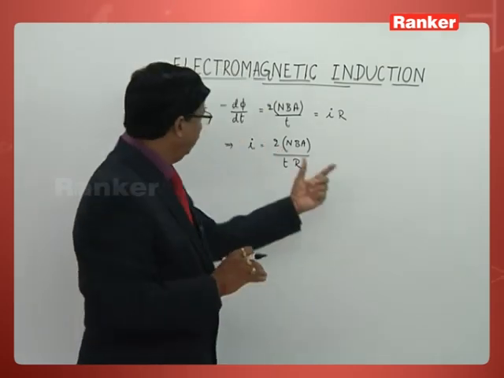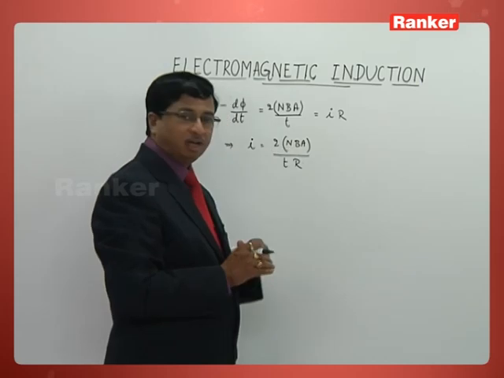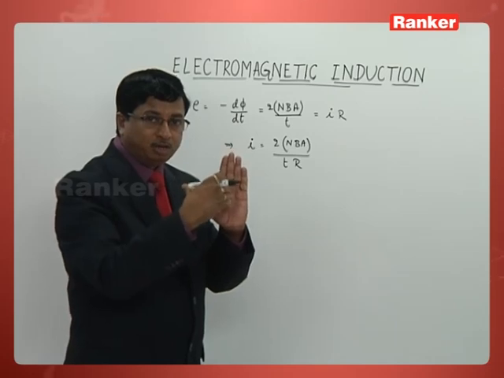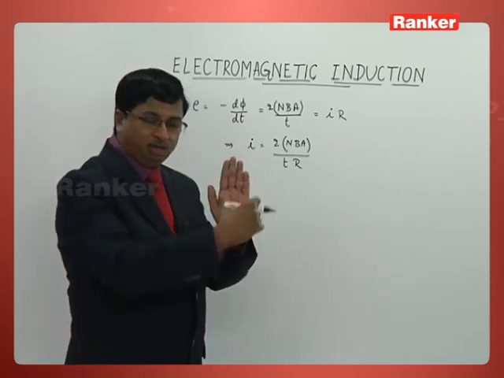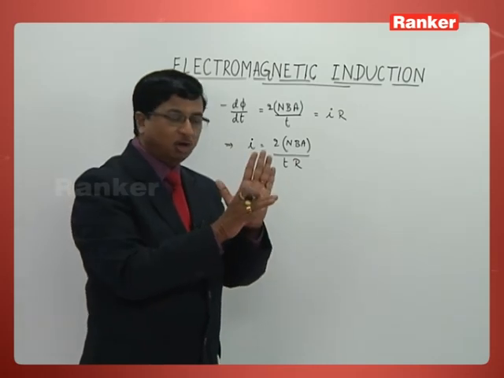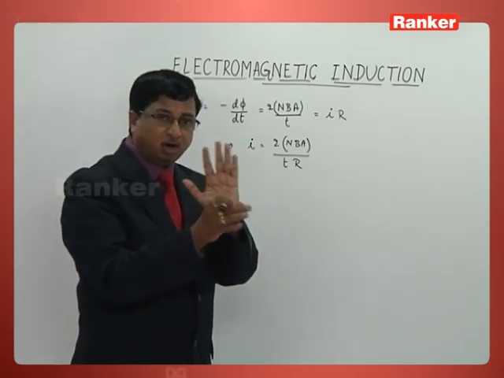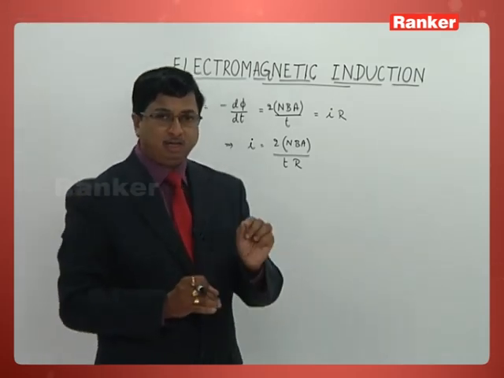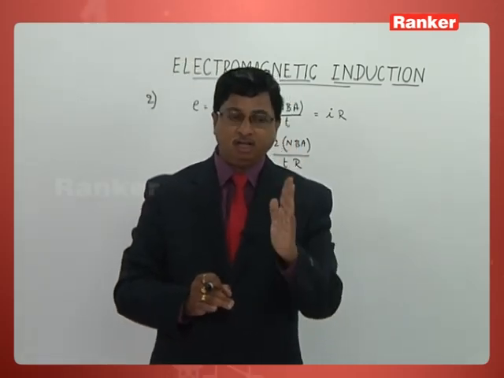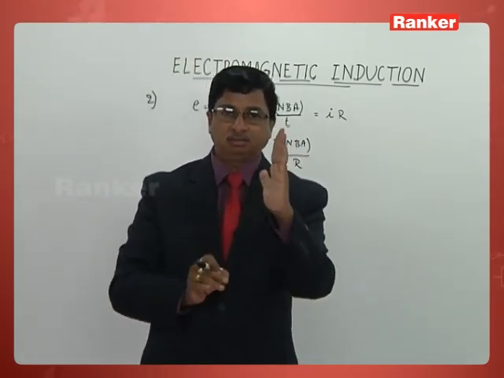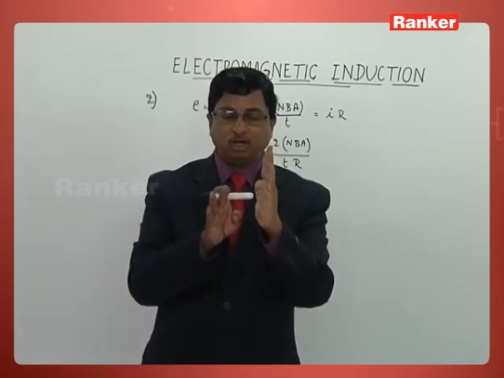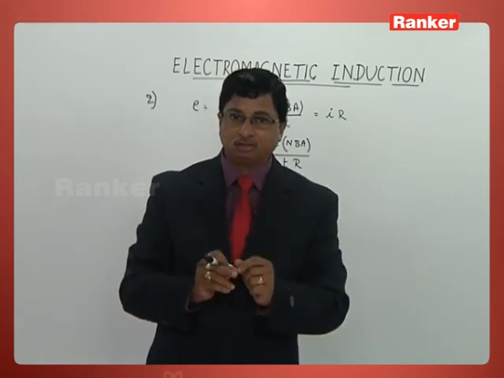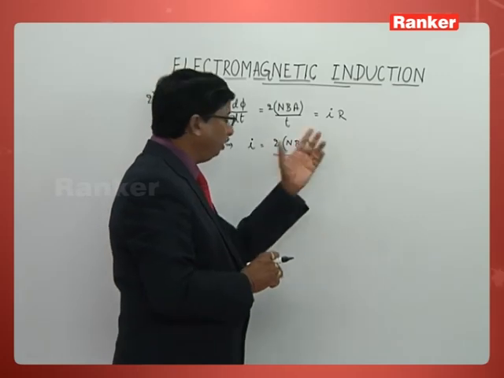So either we have to write NBA cos theta or NBA sin theta, depending on the angle we are considering. Is the plane of the coil making an angle theta or is the normal making an angle theta? Accordingly we write. But in this particular problem, very clearly he has given us that the coil is perpendicular. Coil is perpendicular means normal is making an angle 0 with the field. That time we take cos theta. Cos 0 becomes 1, so we need not write it directly.